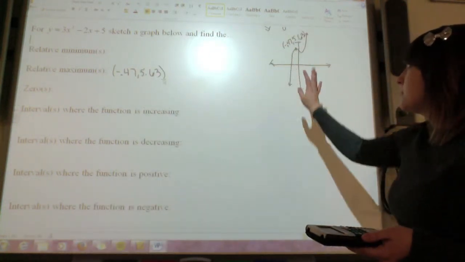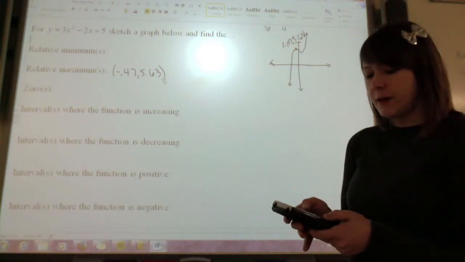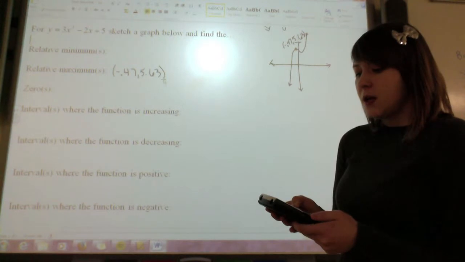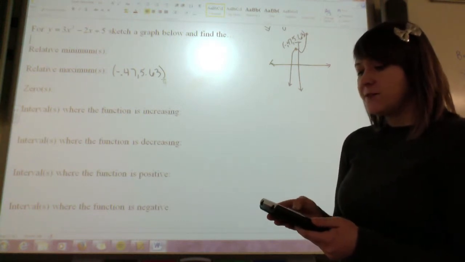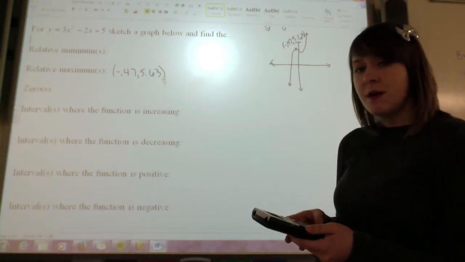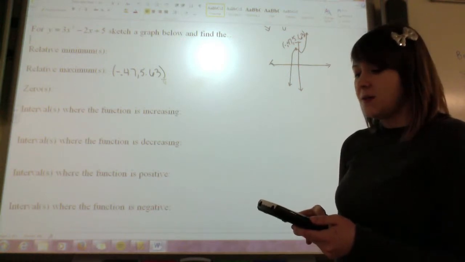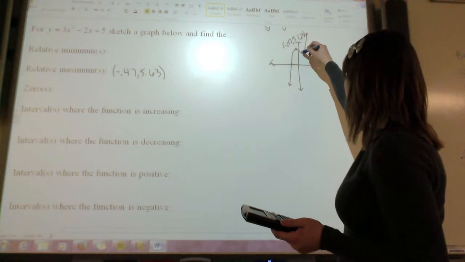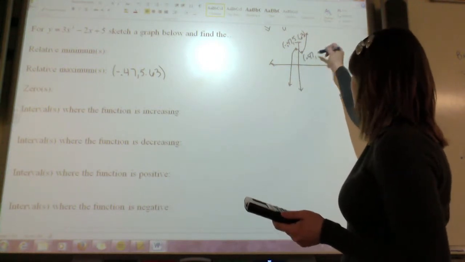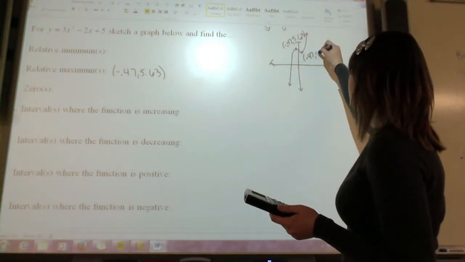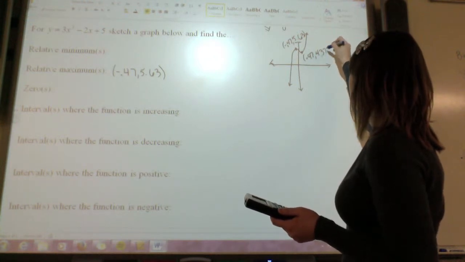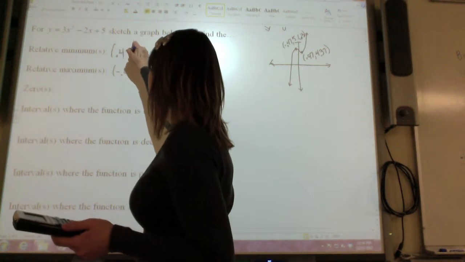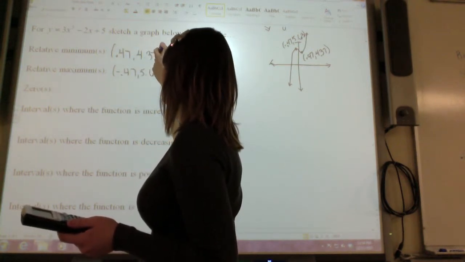Okay, now I'm going to do the same thing for the relative minimum. So on my graphing calculator, I'm going to go to second trace. I'm going to go to minimum. It'll ask me for a left bound, so I go to the left of my minimum. It'll ask me for a right bound, so I go to the right of my minimum. And then I hit enter, and it gives me a minimum at 0.47, comma, 4.37. So over here, at 0.47, comma, 4.37.